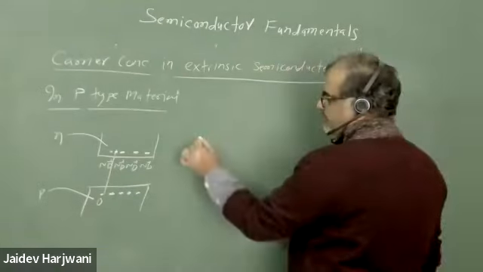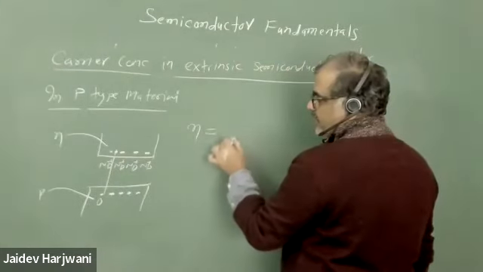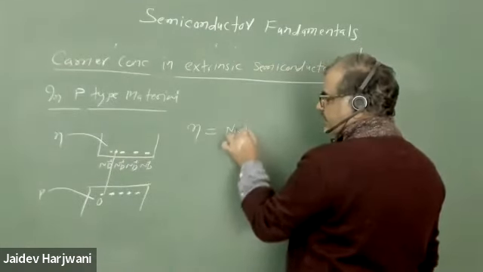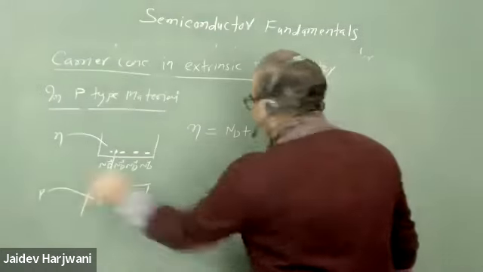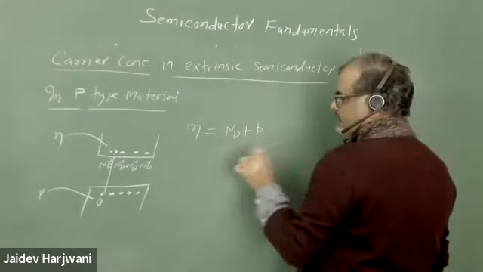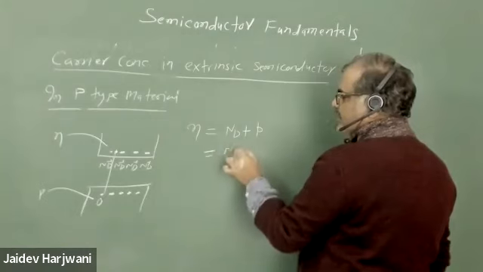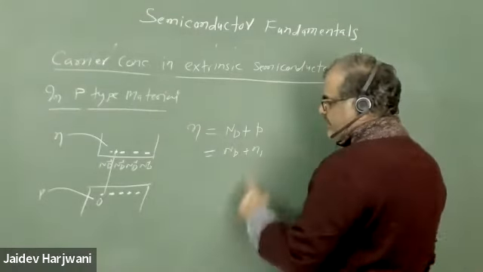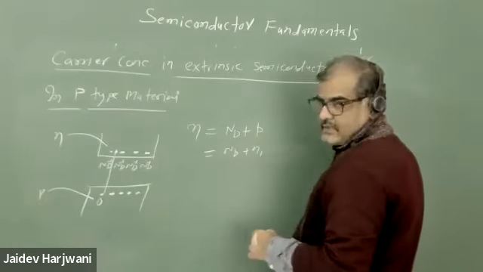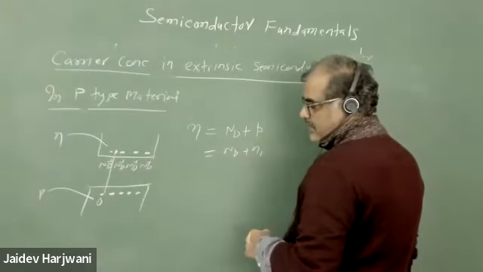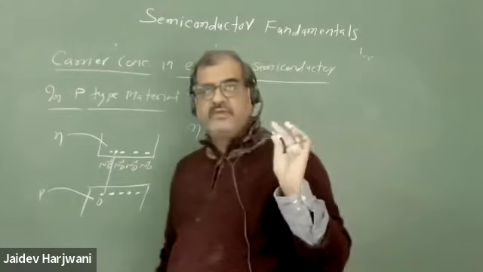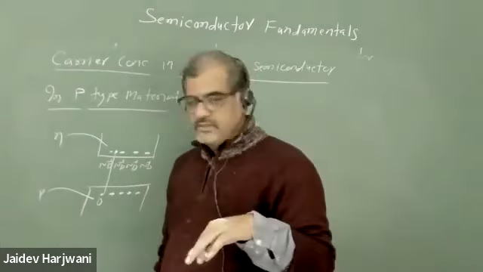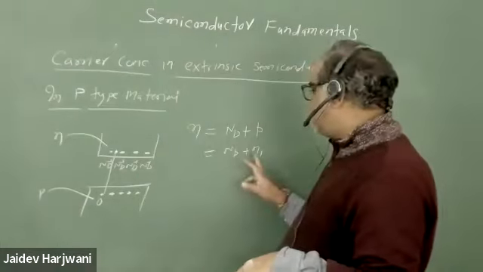So if I want to write now n, n is like Nd plus the number of holes p. You can write this as Nd. You can also write this as Ni. In p-type, this is near to the valence band. So I can write this also as Ni.